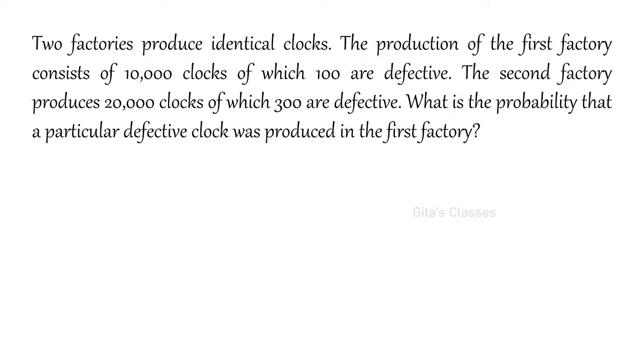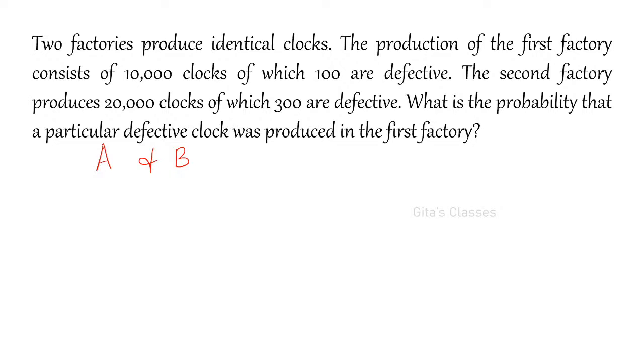Now a small twist is there. You have to find out what is our A and what is our B. There are two factories. Let us assume that there are two factories A and B. Let us take two names. The factories are A and B. Can you tell me what is P of A?